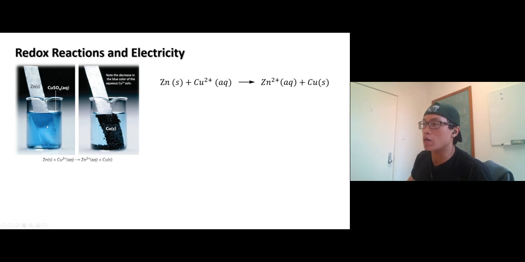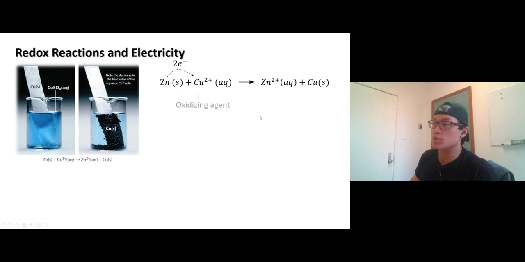Zinc is dipped into the copper 2 solution. Zinc will lose its 2 electrons, donating 2 electrons to copper, and copper takes the electrons and becomes copper metal. Zinc loses the electrons and becomes zinc 2. Oxidizing agent and reducing agent. But if you do this, there's no useful electrical work. We can't do anything with it. The electrons just exchange right there in the solution, and that's it.